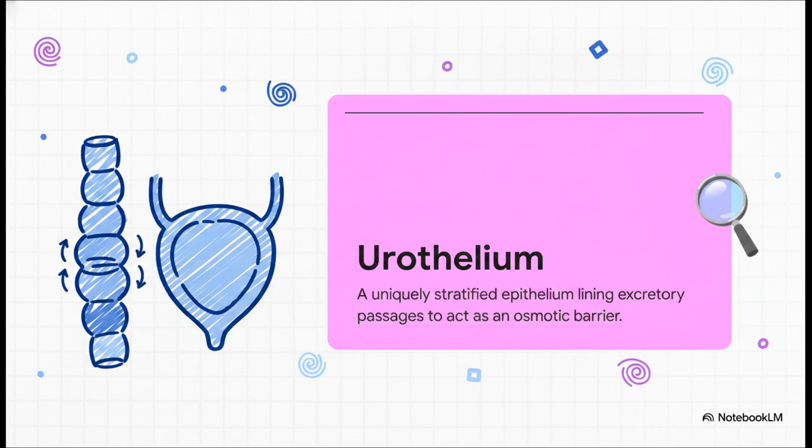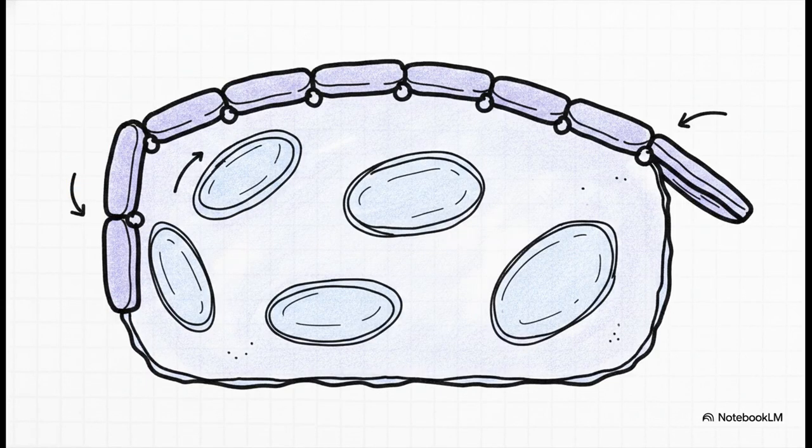Its singular purpose is to act as an impermeable osmotic barrier, protecting the underlying tissues from the cytotoxic effects of hypertonic urine. The true protective stars of the urothelium are the superficial umbrella cells. These things are massive, reaching up to 100 micrometers in diameter. Their apical membranes are asymmetric unit membranes packed with paracrystalline arrays of incredibly stiff integral membrane proteins called uroplakins.